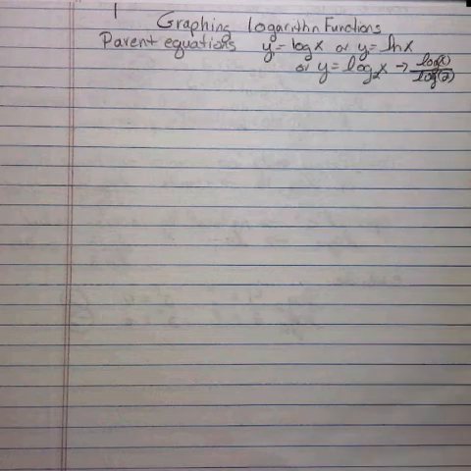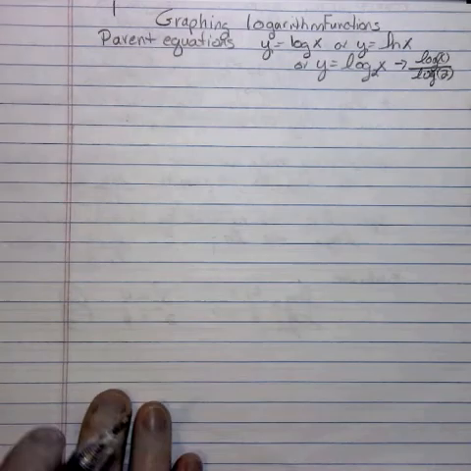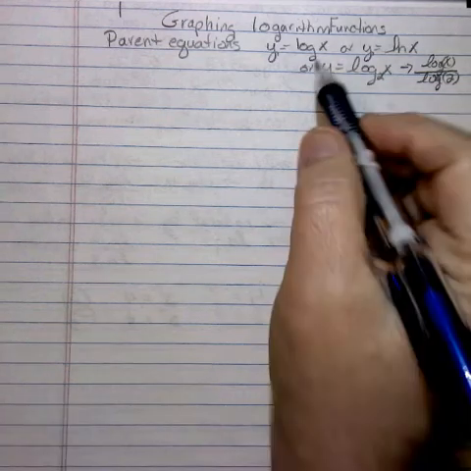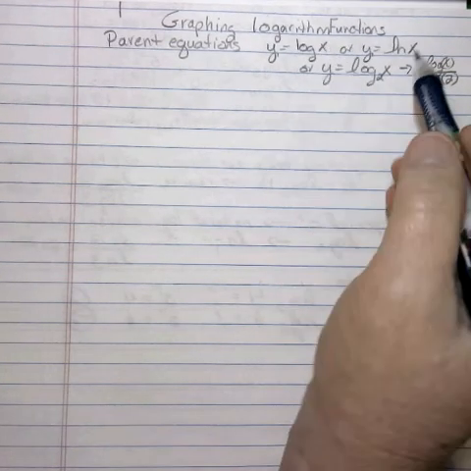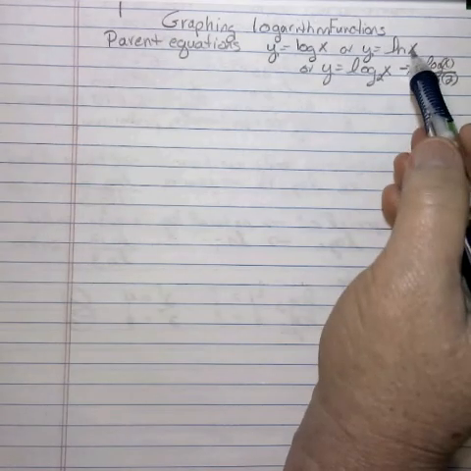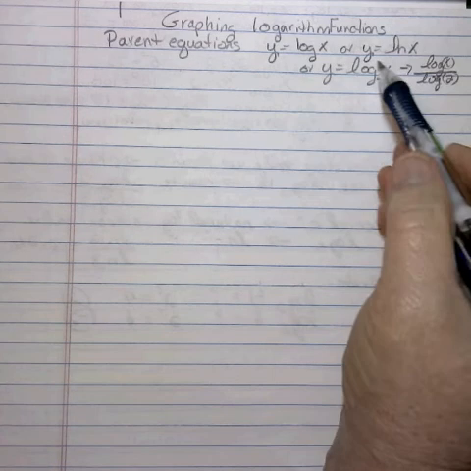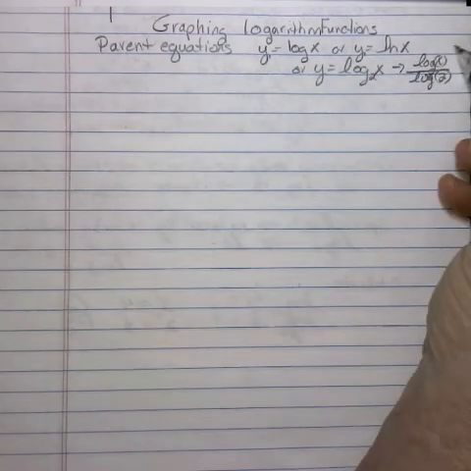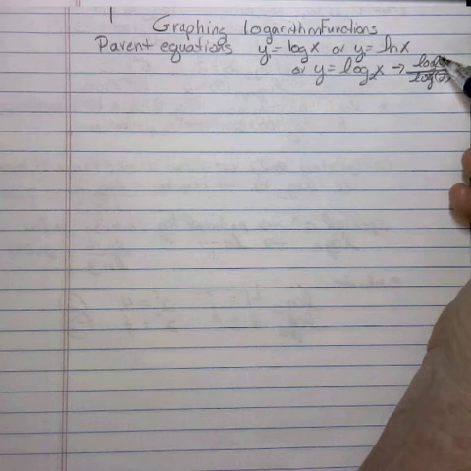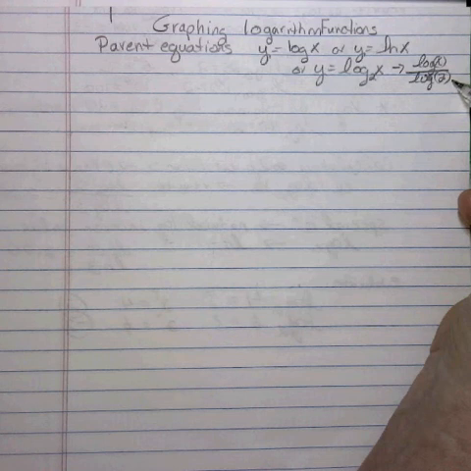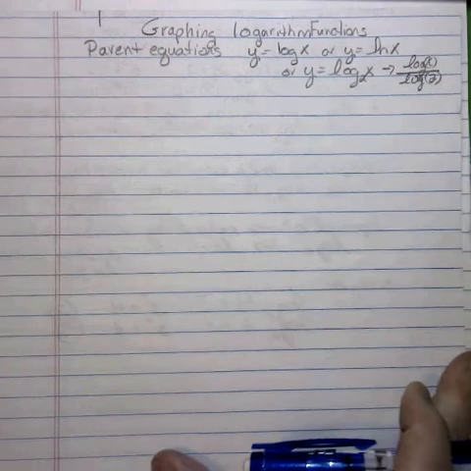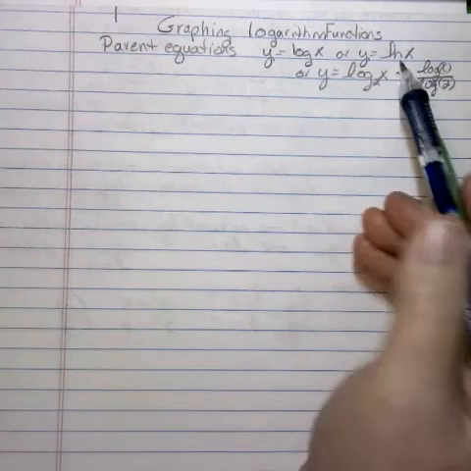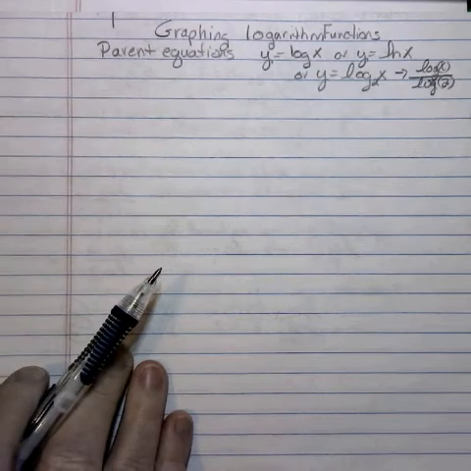This video is about graphing logarithmic functions. We're looking at the parent equations y equals the log of x, or y equals the natural log of x, or y equals the log base 2 of x. If we were putting that in the calculator, we would have to put that in as log of x divided by log of 2. Because remember, the calculator cannot do bases other than natural log and common logs of base 10.